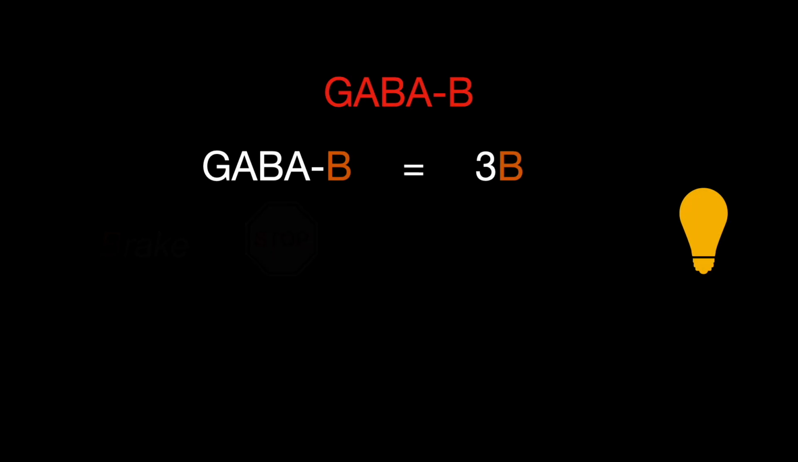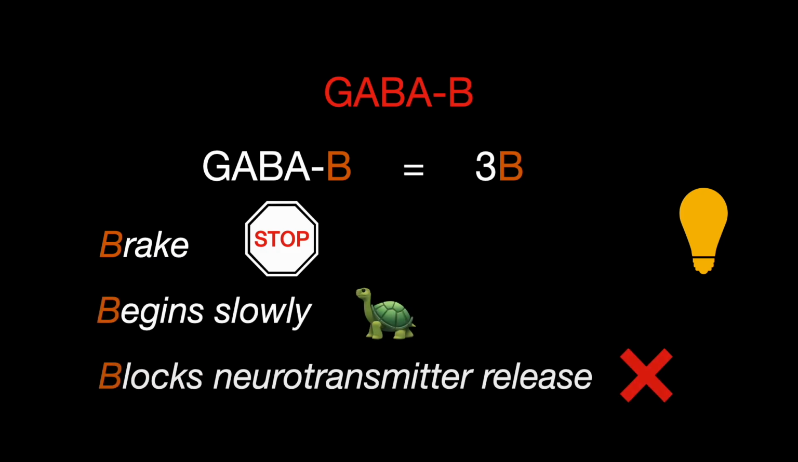So, are you wondering how to remember the GABA-B receptor? It's simple. So let's set up the equation then. GABA-B equals 3B. Break begins slowly, blocks neurotransmitter release.